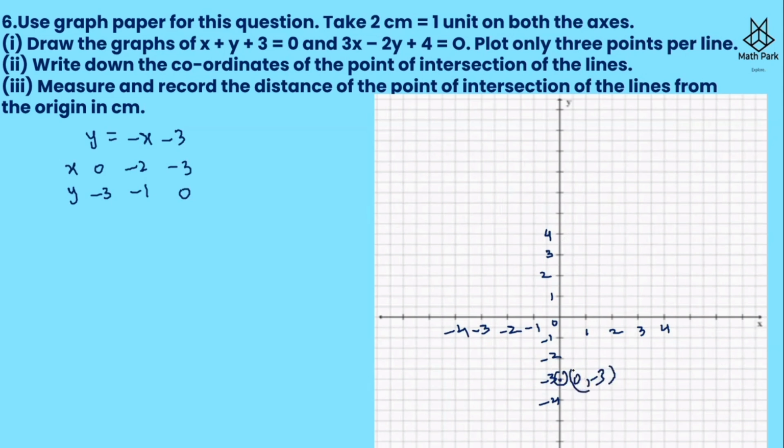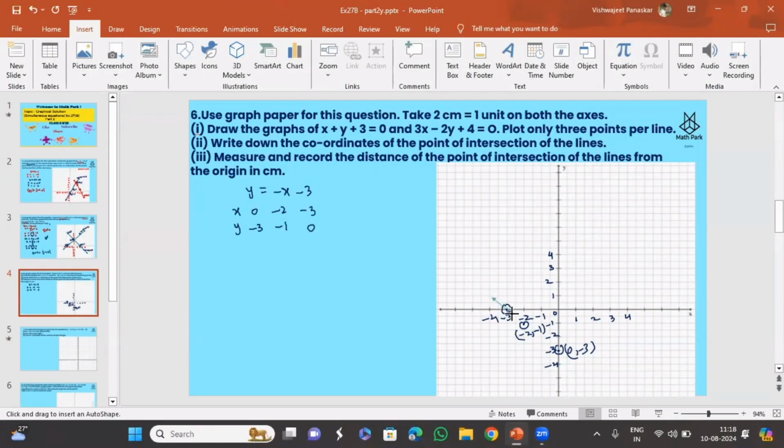Then you have -2, -1. So on x -2 and y -1. So this is your point -2, -1. And the third point is -3, 0. So on x -3 and y 0. So we have these 3 points. Let us now draw the line passing through these 3 points. And this is your line.